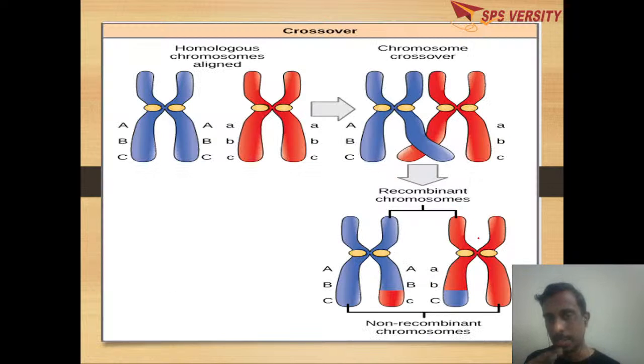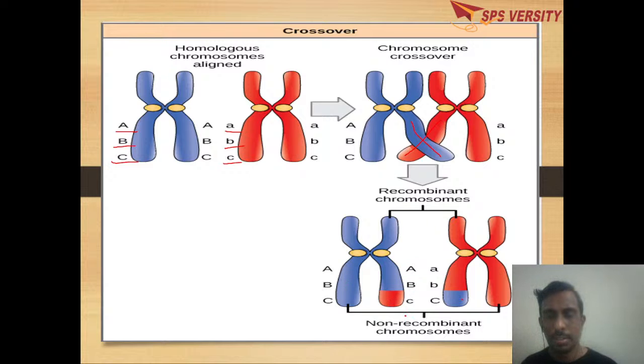Here you can see the diagrams of a crossing over. These are genes A, B, C which are present on a chromosome. This is a chromosome, these are sister chromatids. And this is the homologous chromosome with genes small a, small b, small c. Here crossing over has taken place. This is the point where crossing over has taken place, and this point is called chiasmata. Here you can see there is a physical exchange of chromatids. The part which is present here is exchanged with this.